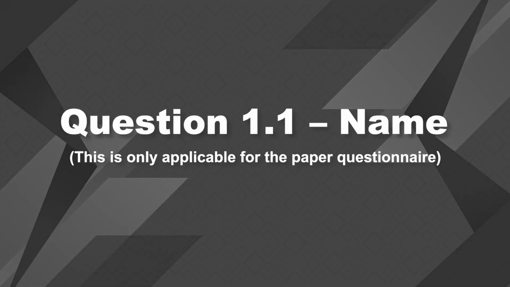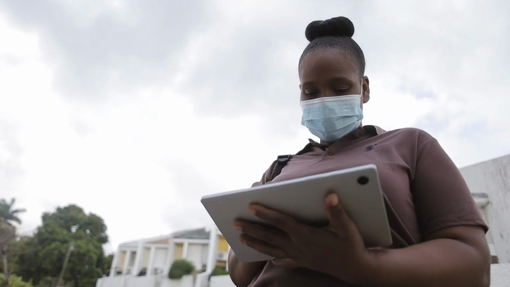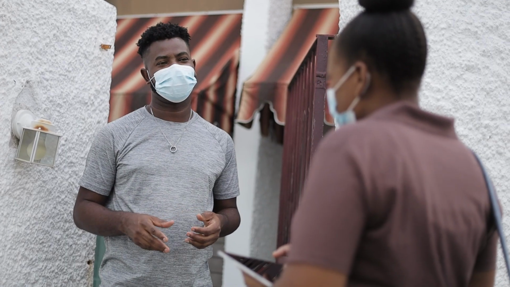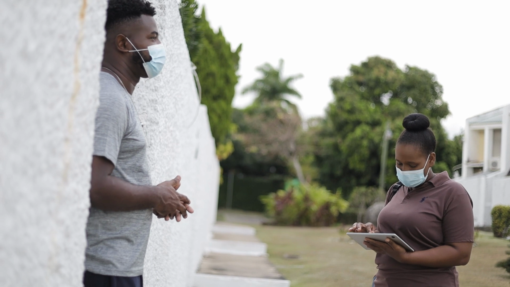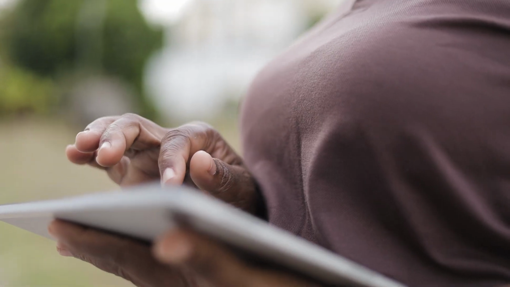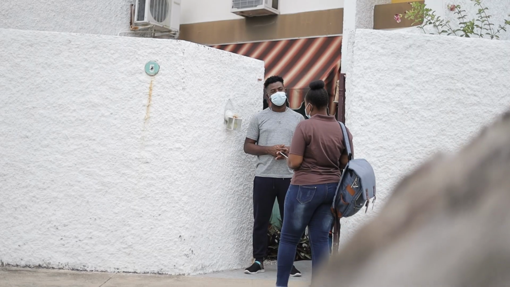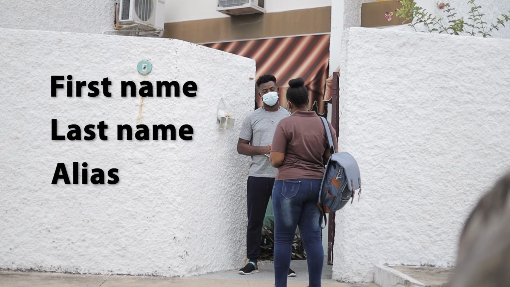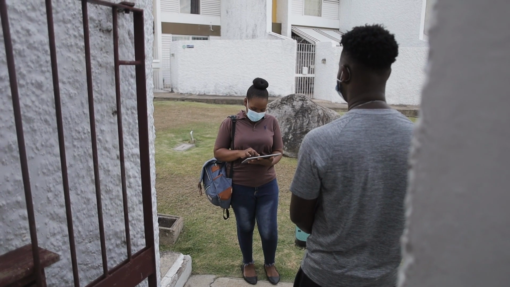Question 1.1, name. This is only applicable for the paper questionnaire. First, you need to insert the name of the individual for whom the questionnaire is being filled out. If the name given is different from that on the household roster, once you've determined that it is the same individual, update the household roster to reflect this. Three fields are provided: first name, last name, and alias. However, census takers are encouraged to record all three.